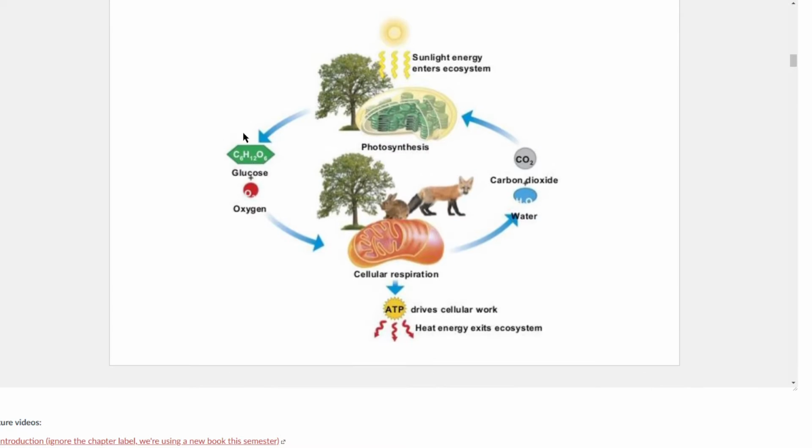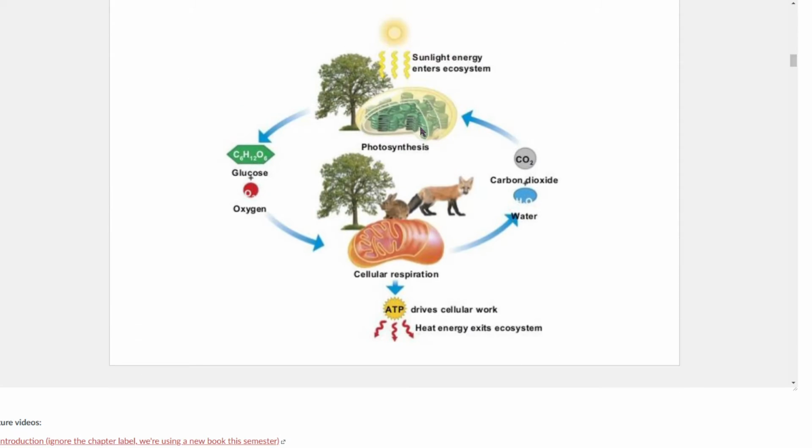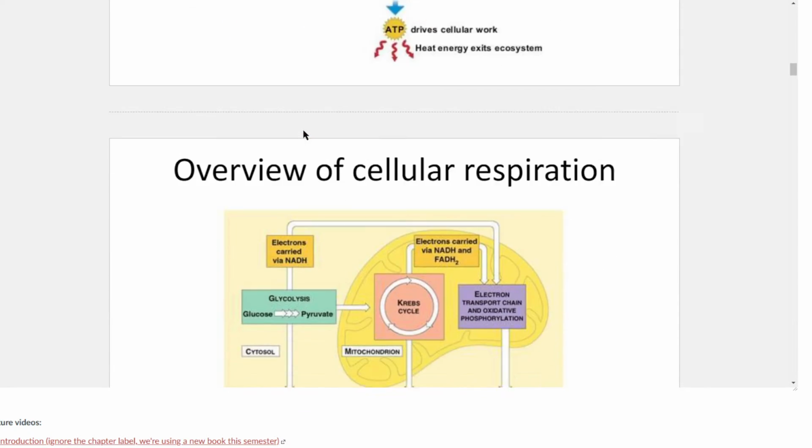Energy flow and chemical cycle. For energy flow, photosynthesis makes glucose and oxygen, which are used in cellular respiration to make ATP, which we need, and we give water and CO2 back to the plant. It's a cycle. The plant gives us the stuff we need, and we give the plant what it needs.